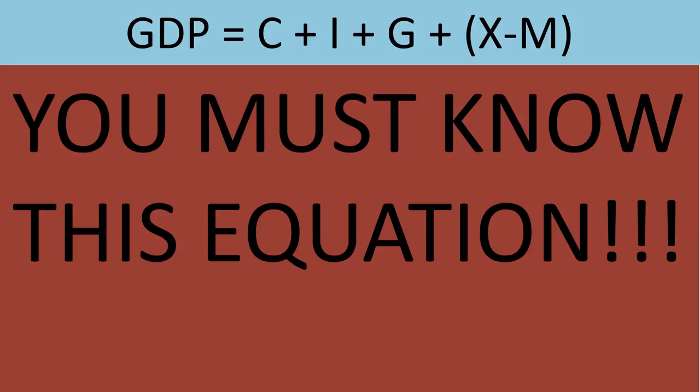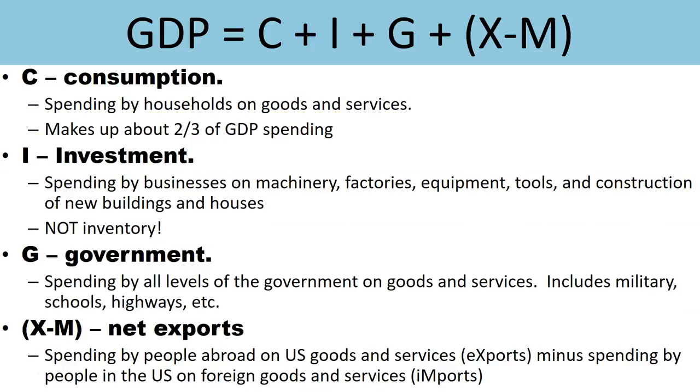Now, write this down in your notes. How are we going to calculate GDP? We're going to use an equation that says C plus I plus G plus X minus M. You absolutely must know what this is. So let's break it down for you. C is consumption. This is the spending by households on goods and services. This makes up about 2/3 of GDP spending. This is you and your family going to Target, going to Walmart, buying something at Cabela's. This is you spending money at Black Friday. It's when you spend money at your school lunch.